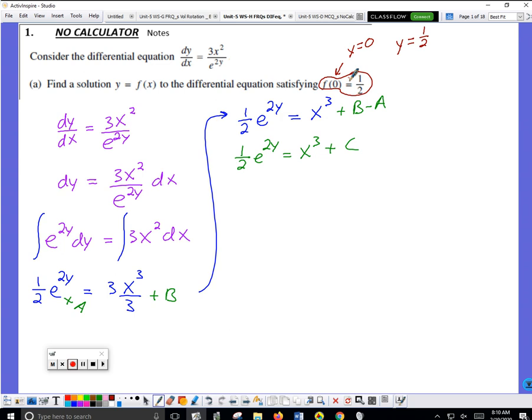Remember, solving a differential equation means find an equation. The equation is going to be y equals something or f equals something. But that equation is going to be written in such a way that if you plug in a 0 for x, you get a 1/2 for y. Knowing that allows me to solve for the constant. Because this equation has 1, 2, 3 unknowns, but I can plug in 2 of them. I can say when x is 0, y has to be 1/2. So I do that.